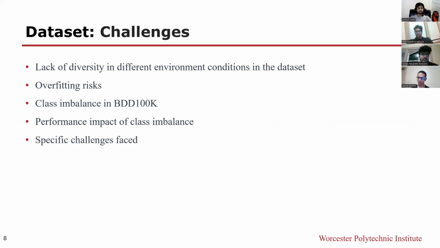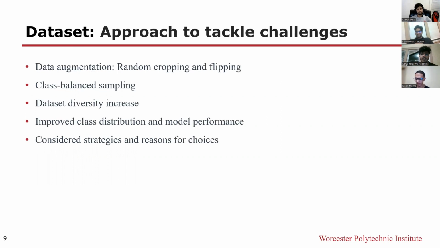Let's move on to challenges. Despite its advantages, this dataset has certain limitations. Even if we have diversity in different daylight conditions, one issue is the lack of diversity in certain aspects like weather conditions and geographical location, which might not be representative of all real world scenarios. This lack of diversity can lead to overfitting, where the model performs well on the training data, but fails to generalize to new unseen data. To mitigate this risk, we implemented data augmentation techniques such as random cropping and flipping.